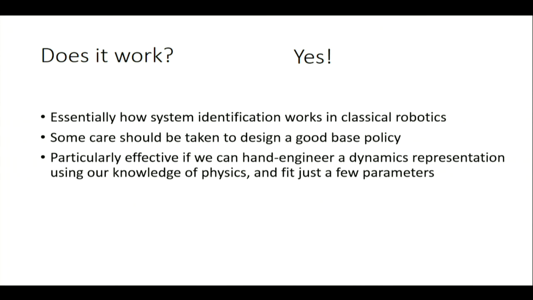This kind of approach can be particularly effective if we can hand engineer the dynamics representation using our knowledge of physics. So, for example, if we're controlling a robot with 3 links and we know that it's a robot with 3 links, but we just don't know how long or how heavy those links are, we can design a model with a fairly small number of free parameters, the lengths of the links and the masses of the links, for example, and try to fit just those parameters to the data. And that actually tends to work pretty well. If we constrain our model class enough, we might actually get exactly the right values of those parameters, assuming the model is a good model for the real world.